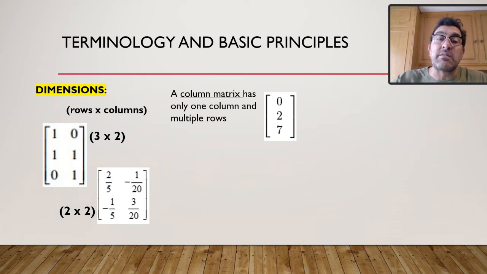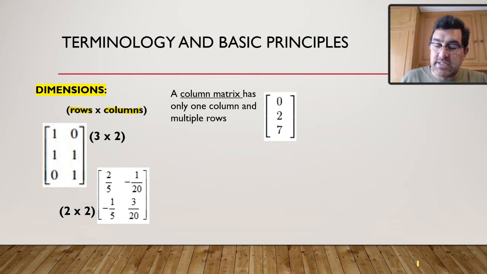If we look at that matrix, it's called a column matrix. It only has 1 column and multiple rows. That one particularly has three rows. Remember, the rows come first, yeah? Remember, our rows come first and then our columns.